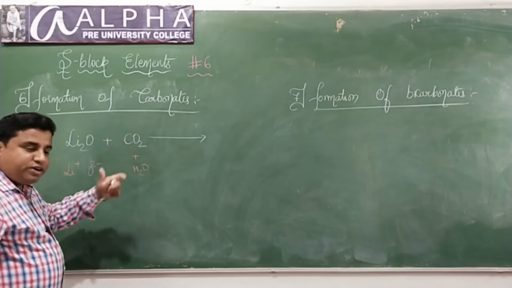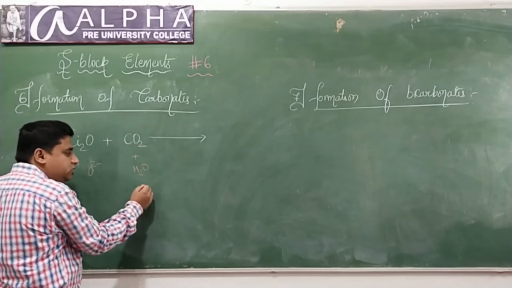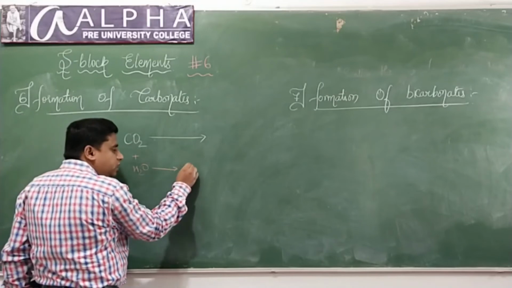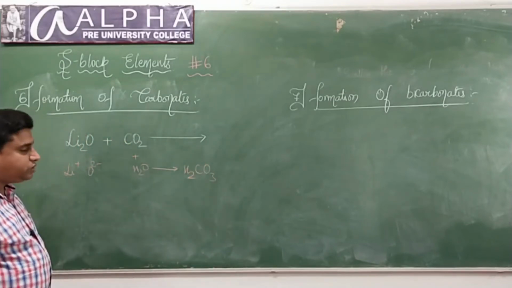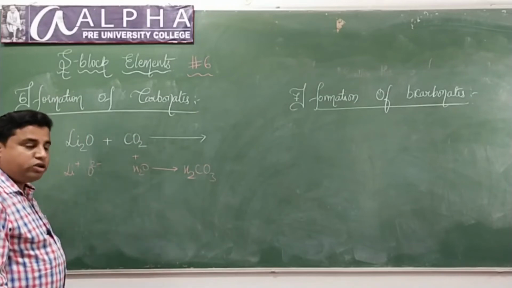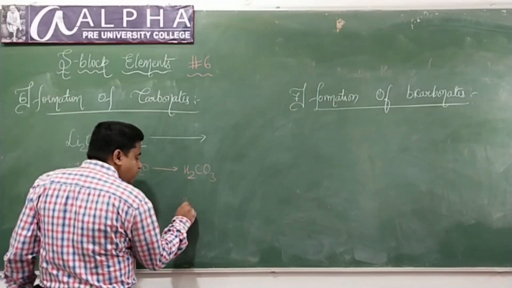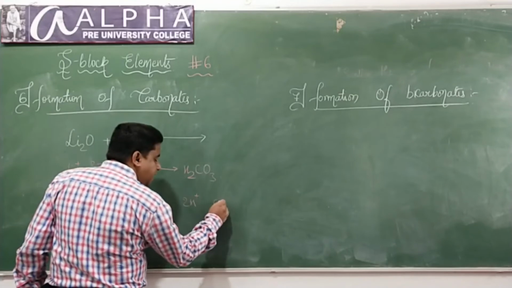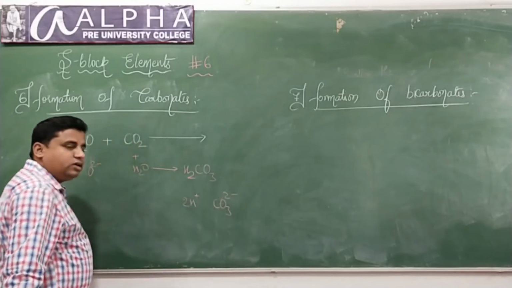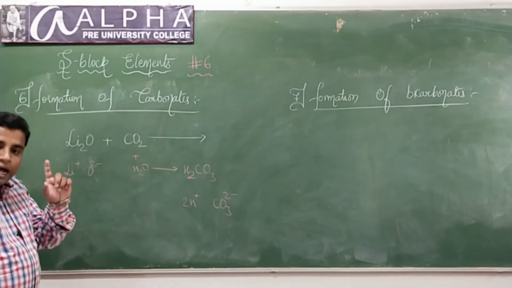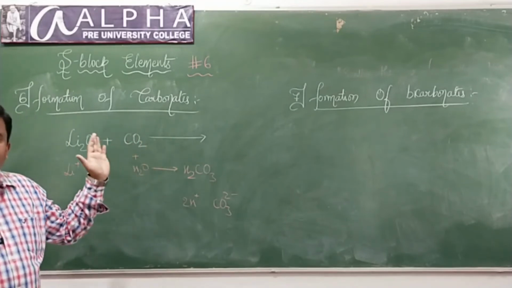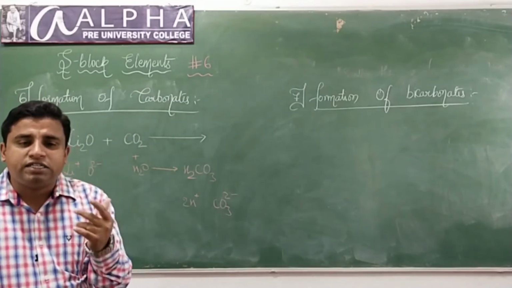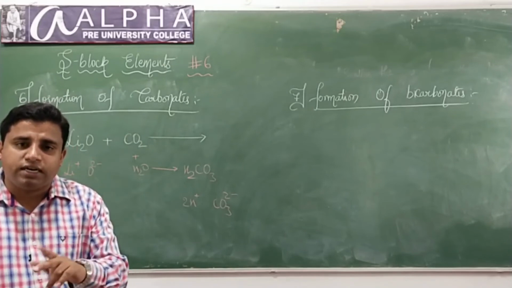When carbon dioxide is dissolved in water, what happens? It forms carbonic acid, H2CO3, isn't it? Now we have the ions. Which are the ions here? We have 2H plus ions and carbonate ion, correct? Now we got the ions. Again I repeat, whenever you are writing the reaction and you want to write the products, just interchange the ions, isn't it?